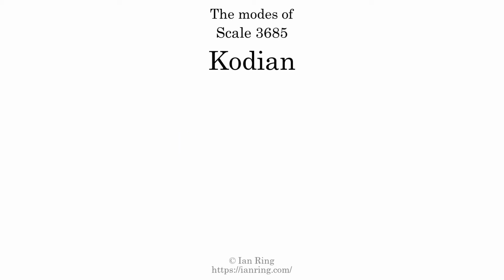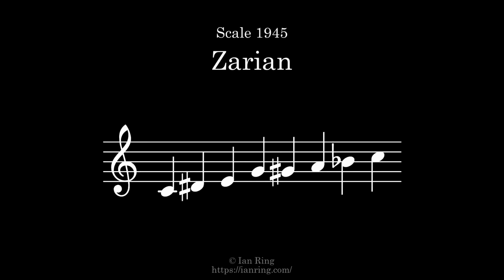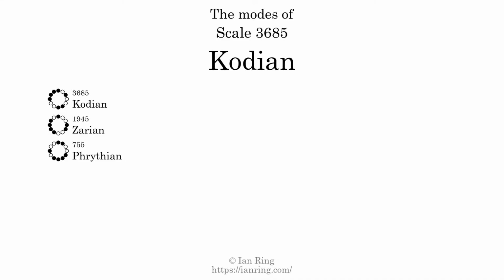This scale has 7 modes. The first mode is itself. The second mode is scale 1945, also known as Zerian. It sounds like this. The third mode is scale 755, also known as Frithian. It sounds like this.